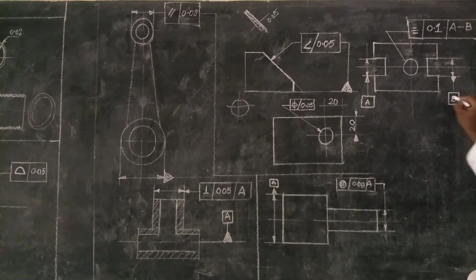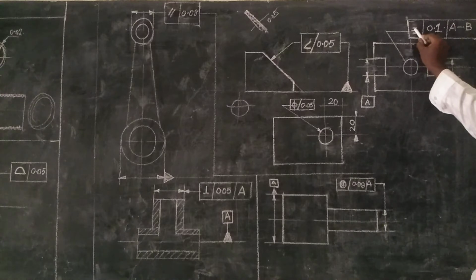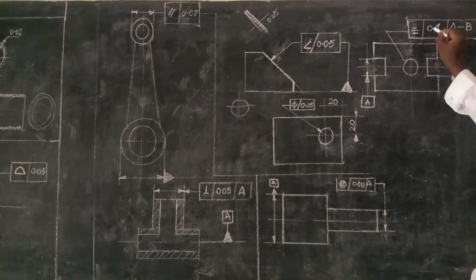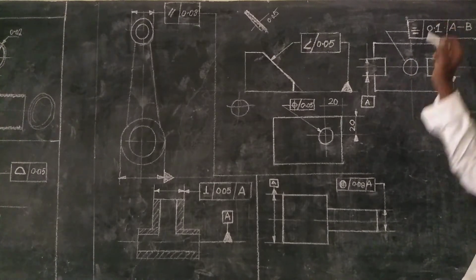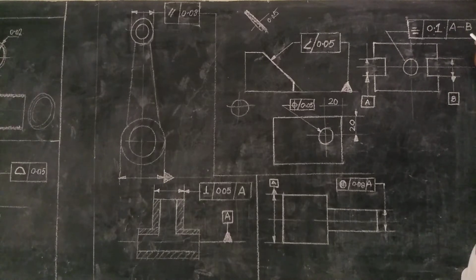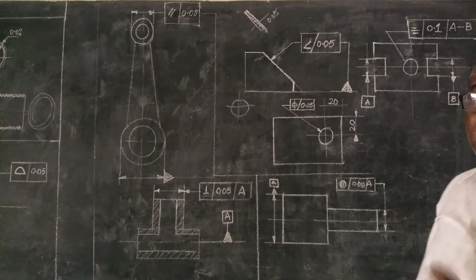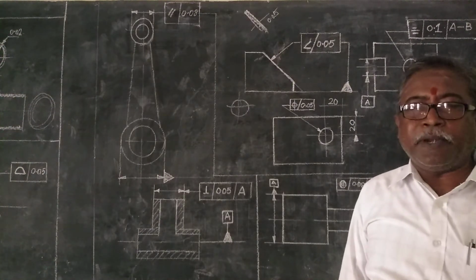A on one side is given and B on the other side is given. In the symmetry symbol, one center line is longer, and the top and bottom lines are shorter. 0.1 is the variation of the geometrical tolerance, and A and B are the datum surfaces for the hole. So like this, whatever the symbol is given.